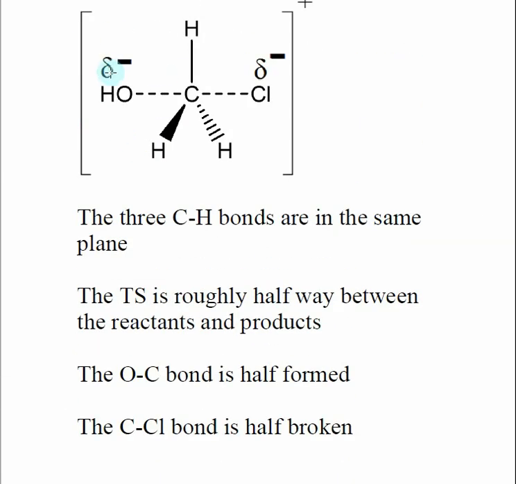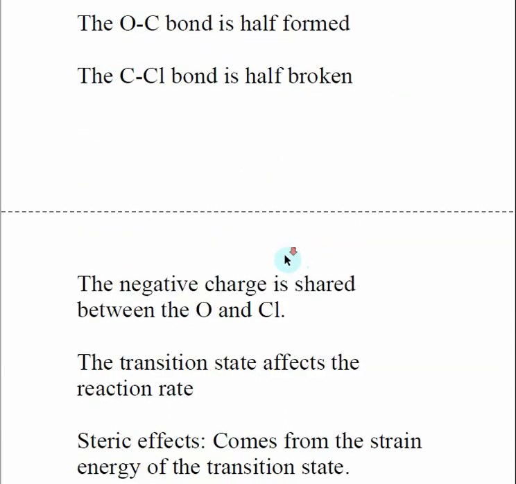So that's why there's a partial negative charge attached to my oxygen and a partial negative charge on my chlorine, because the negative charge is being moved from one place to another.